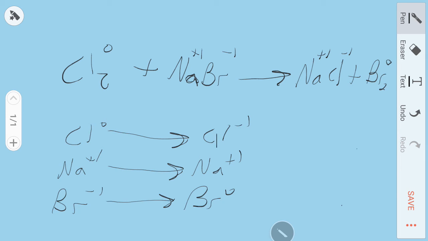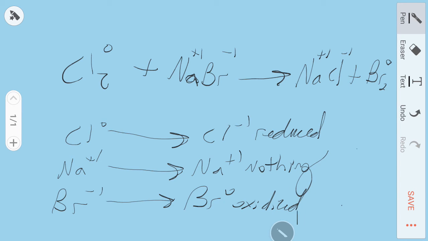Alright, let's look at this. Chlorine went down in charge. It gained an electron, and according to our chart it went down, so it was reduced. Sodium, nothing happened. Finally, bromine went from -1 to 0, which is going in an upward direction according to our chart. So in this case, it lost an electron. When I lose electrons, I become more positive. So this is oxidized. If this is oxidized, it means it's my reducing agent. And chlorine was reduced, so it means it's my oxidizing agent.